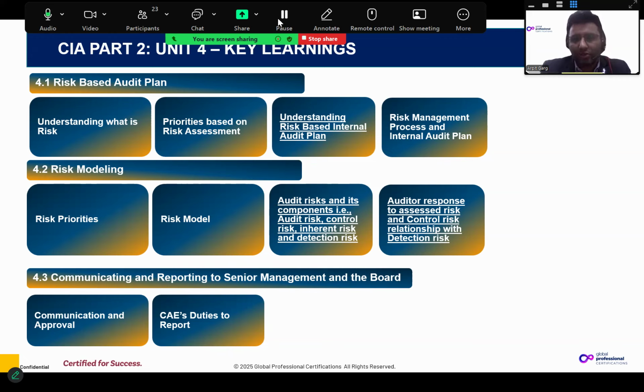Before we get into this unit, before we understand what a risk-based audit plan is, let's look at how a risk-based audit plan is prepared, which will help you understand and visualize what we are talking about. I'm going to share a quick screen. Let me know if you can see the screen, wherein we will run you through how a risk-based audit plan is prepared.